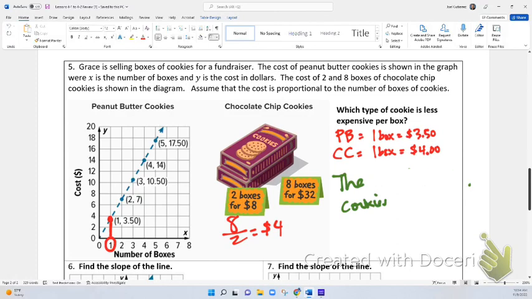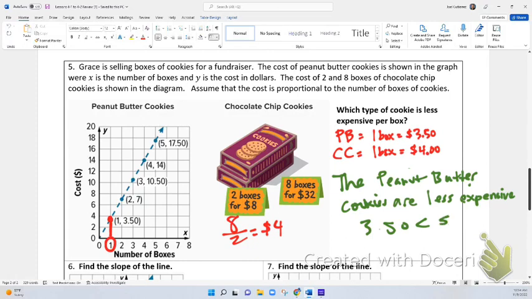So the peanut butter cookies are less expensive. And then how do you know? Well, because $3.50 is less than $4.